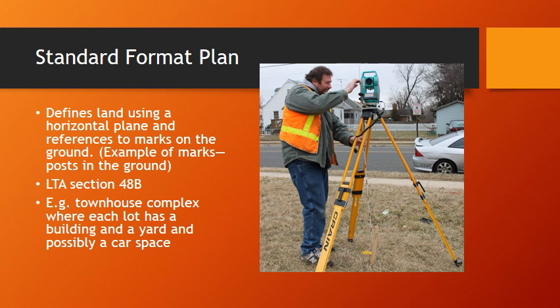So the standard format plan is essentially used for things like a townhouse complex or where you have two houses side by side. So the surveyor comes out, it identifies the land by using a horizontal plane. So we're just talking about physical land that you can see in front of you on the ground, and marks on that ground. So we'll put a stake, as you can see commonly down the bottom. You might have seen some of these that are still left in houses on the boundaries to identify the boundaries of that land.